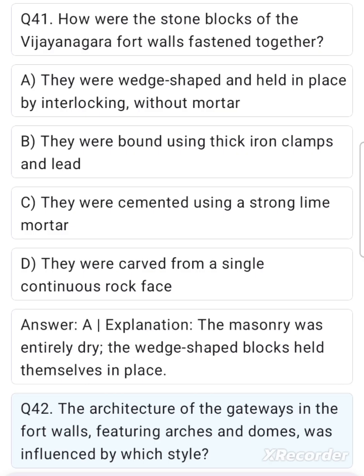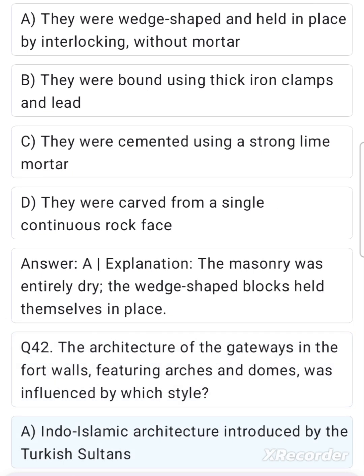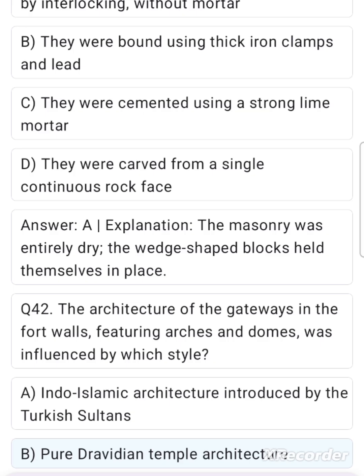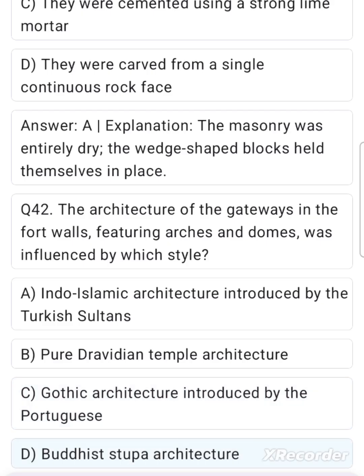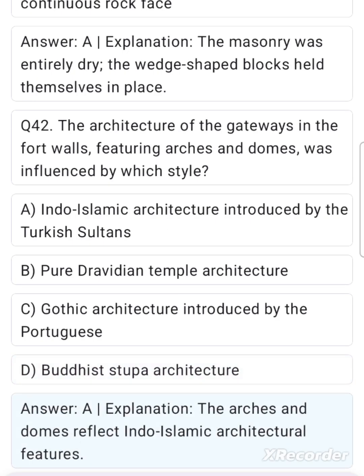Q42. The architecture of the gateways in the fort walls, featuring arches and domes, was influenced by which style? A. Indo-Islamic architecture introduced by the Turkish Sultans. B. Pure Dravidian temple architecture. C. Gothic architecture introduced by the Portuguese. D. Buddhist stupa architecture. Answer: A. Explanation: The arches and domes reflect Indo-Islamic architectural features.